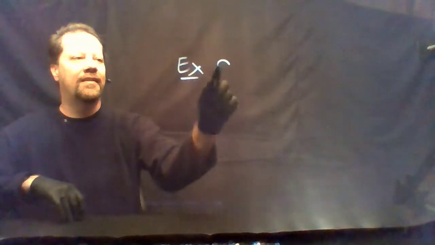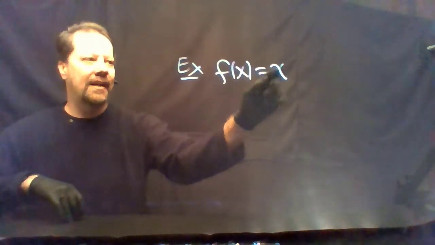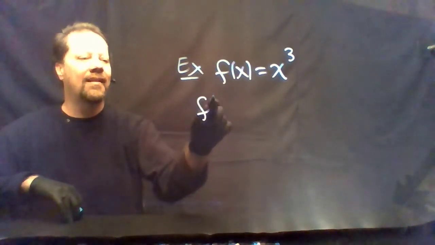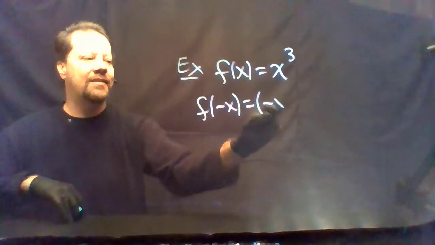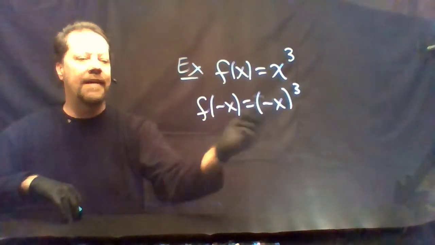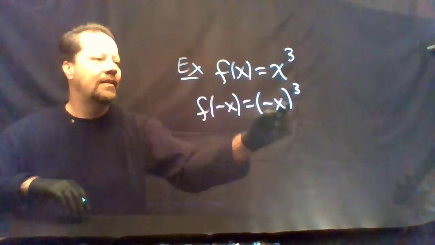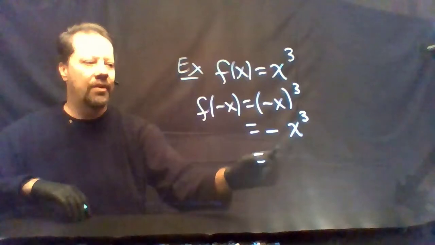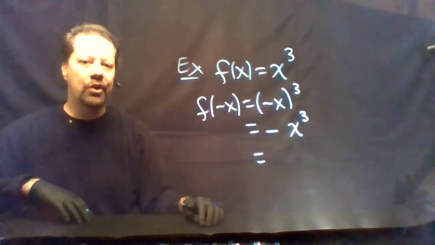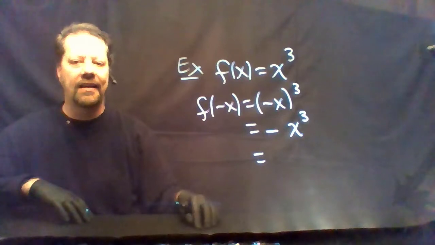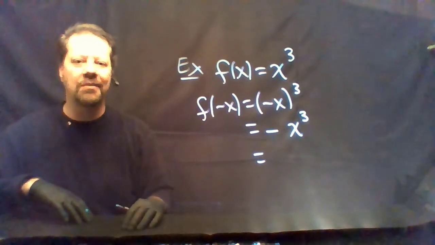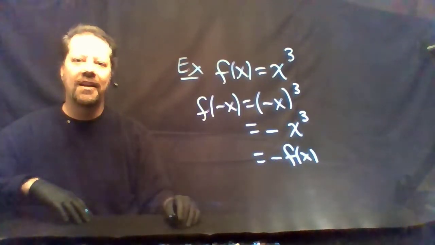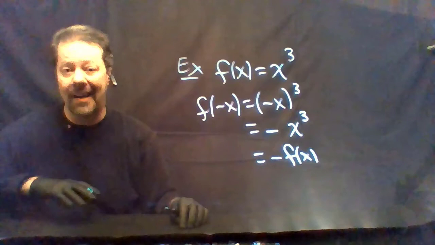Consider the function f of x equals x cubed. Notice that the exponent here is odd. F of negative x is negative x cubed, which means we get 3 factors of minus 1. That reduces to just minus x cubed. Notice that by the order of operations agreement, the cube here only applies to the x and not to the minus, so we only have one minus sign now. And that is the negative of the original function. It follows that x cubed is odd. Go figure.